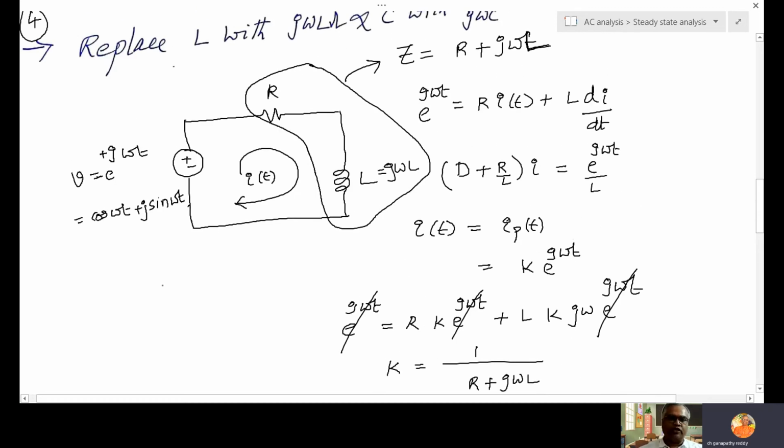So there are two restrictions to apply this. What is the first restriction? Replacing inductor with j omega L and capacitor with 1 by j omega C is valid under two conditions. First condition is the source must be either cos or sine. Second condition is it is valid only in steady state analysis.